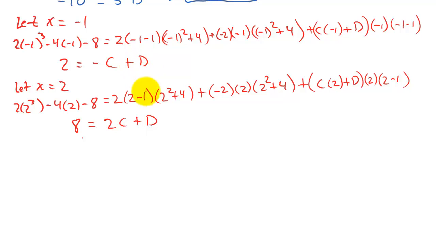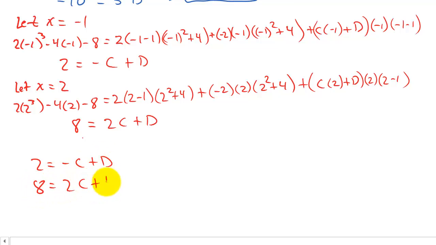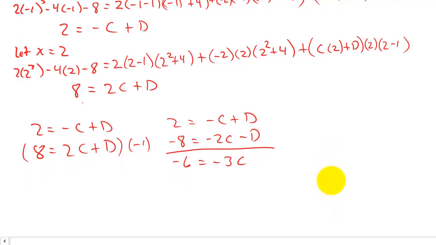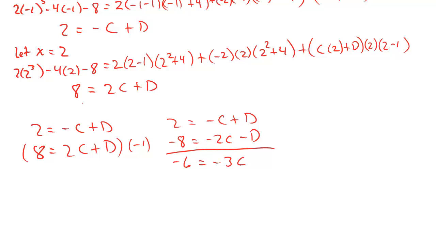Alright, so what I have now is a system of equations. I have 2 equals negative C plus D, and 8 equals 2C plus D. Now I have to solve this system of equations for C and D. So to do that, well, I can get rid of the D's, so I can multiply this times negative 1, so that's going to give me negative 8 equals negative 2C minus D, and then I add them, so that's negative 6 equals negative 3C, and so I get C equals 2, and then I take the 2 and I plug it back in, and I'm not going to show that work, and I get D equals 4.